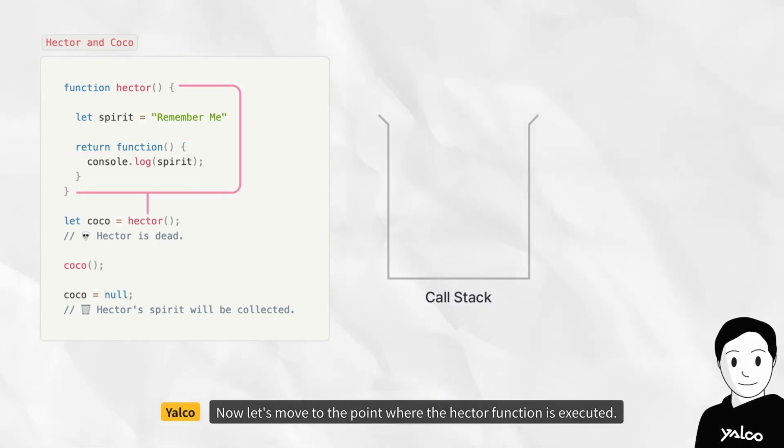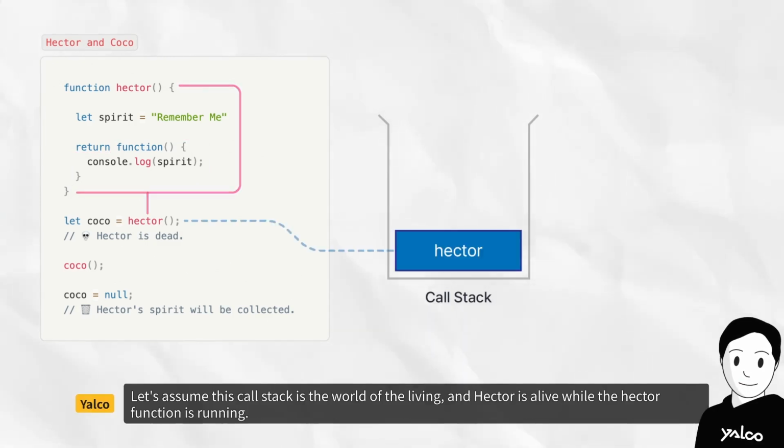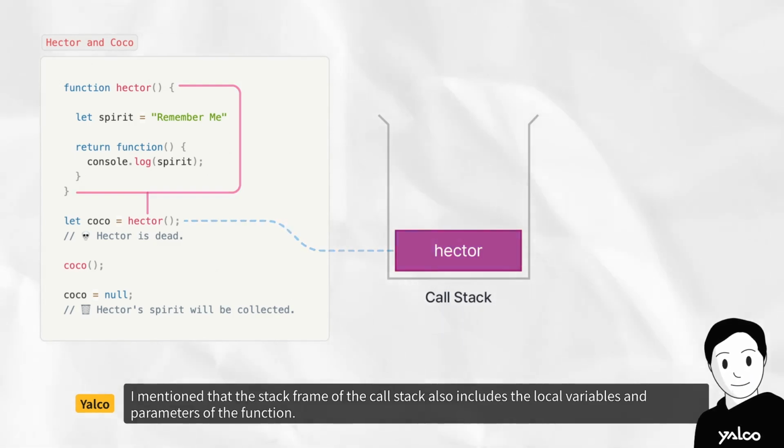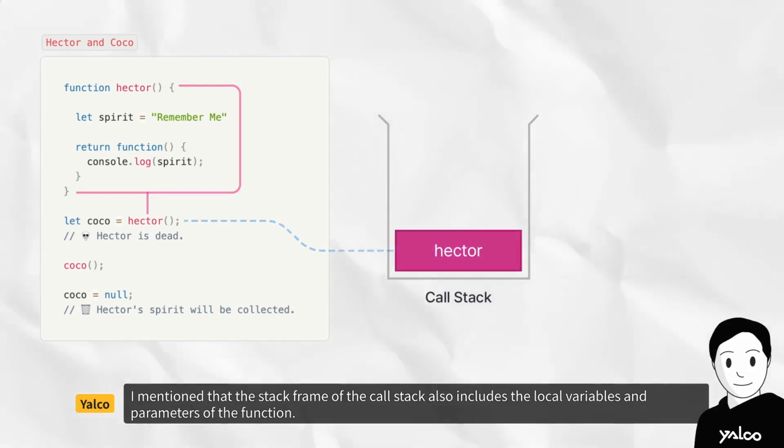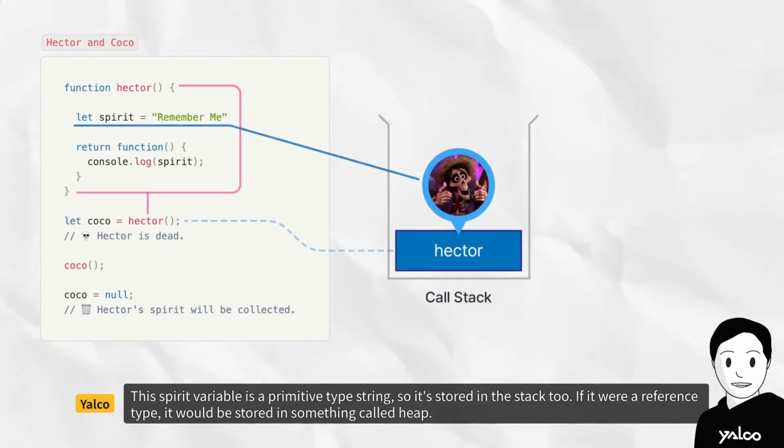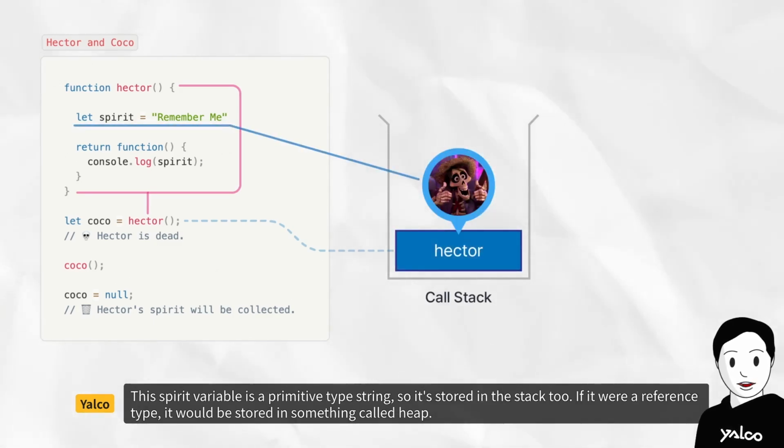Now let's move to the point where the Hector function is executed. Let's assume this call stack is the world of the living, and Hector is alive while the Hector function is running. I mentioned that the stack frame of the call stack also includes the local variables and parameters of the function. This spirit variable is a primitive type string, so it's stored in the stack too. If it were a reference type, it would be stored in something called heap.